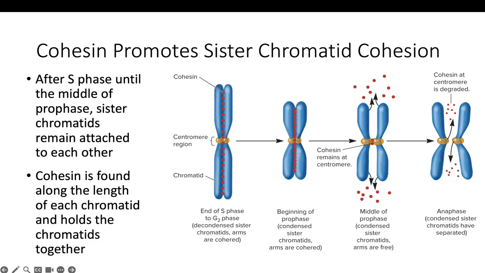Finally, during anaphase, these final cohesin molecules release, allowing the sister chromatids to separate and migrate to opposite poles of the cell.